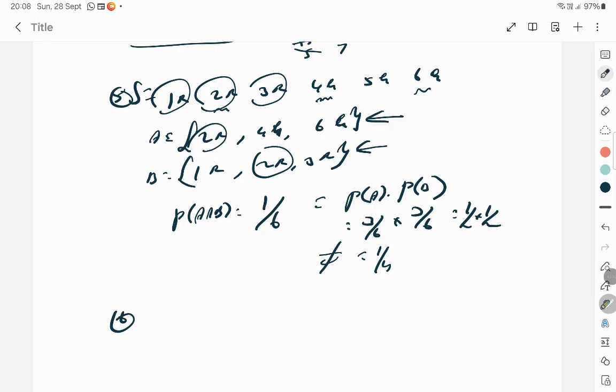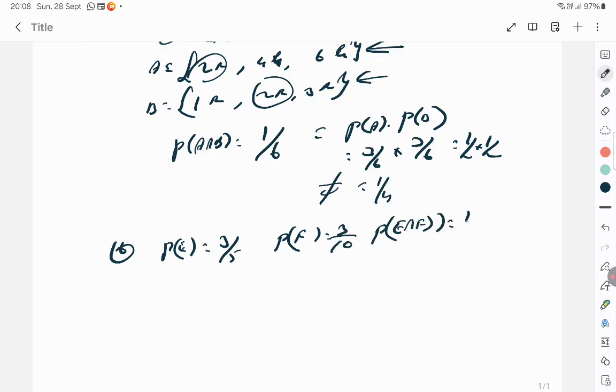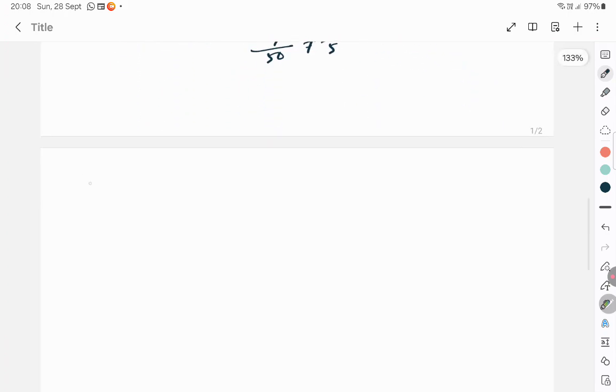So let's go to sixth question. Let E and F be events where P of E is equal to 3 by 5, P of F is equal to 3 by 10, P of E intersection F is equal to 1 by 5. You have to check if it's independent. You multiply these two, you get 9 by 50. It's definitely not equal to 1 by 5, so they are not independent. Okay. So let's go to seventh question.